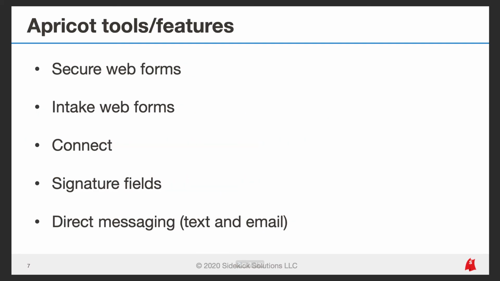Now, out of the box, both Apricot 360 and Apricot Core give us a range of solutions to support remote work and virtual client engagement, specifically secure web forms, intake web forms, the Connect client portal, signature and attachment fields, and direct messaging via email and text message. Before we demo those features in Apricot, let's talk through how Apricot solutions can address each of the challenge areas we presented.